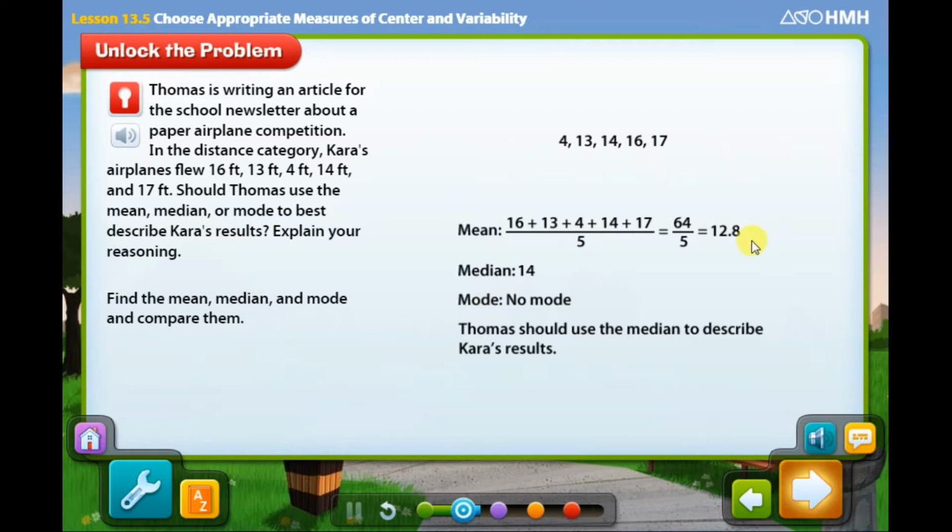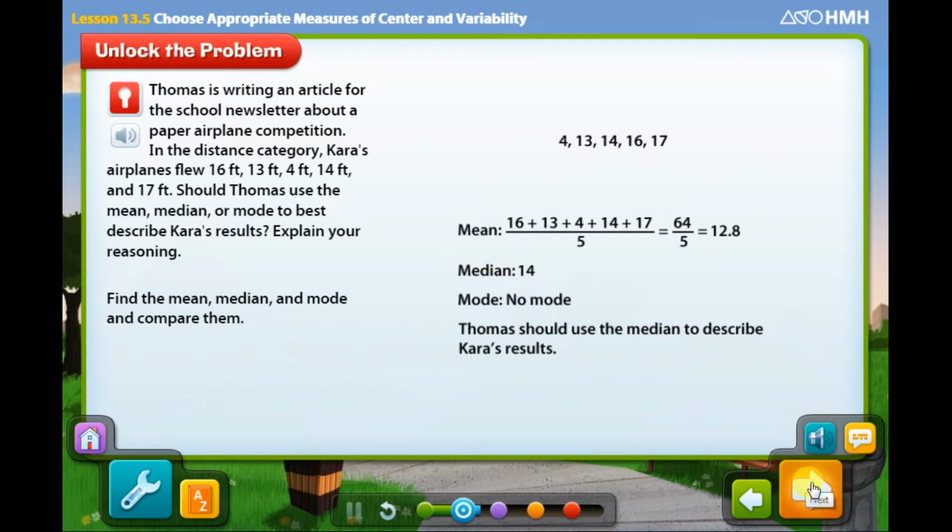So if you find the mean, it is 12.8. So 12.8 is located between 4 and 13, so it's not just in the middle of the data. If you take the median to describe your data, 14 is just in the middle of the data. So it is the best number to describe the set of data because it is just in the middle of the set. Okay, so Thomas should choose the median to describe the data.